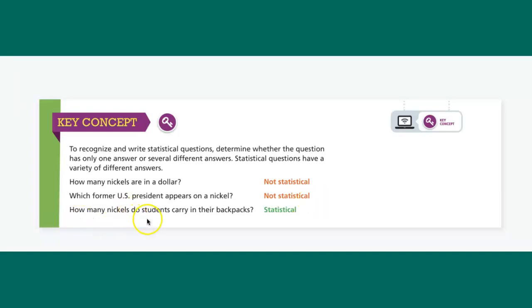How many nickels do students carry in their backpack? So this is a statistical question because we do not know student 1, student 2, student 3, how many nickels they carry in their bag. So that has a variety of answers. So again, statistical has more possible solutions or answers. Not statistical is a specific answer to a specific question.